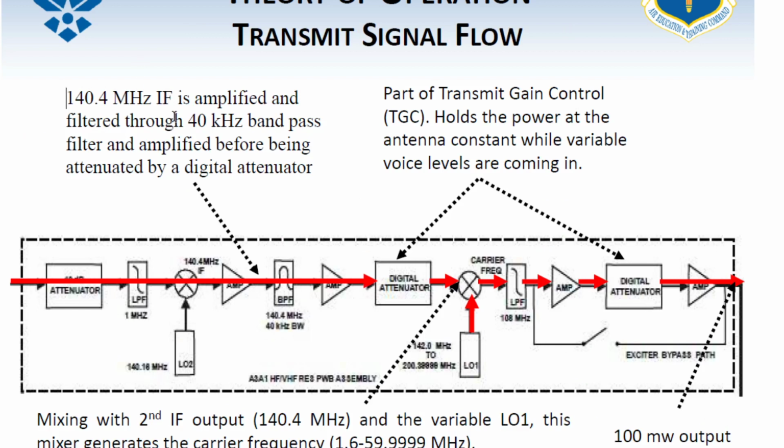All right, so now that we have all our signals mixed, we got to talk about some other things in here. We have this BPF thing that's a band pass filter. It's like going backstage at a concert. If you have a backstage pass, they'll let you backstage. If you do not, they're not going to let you back there. In this instance, if it's not 140.4 megahertz with a 40 kilohertz bandwidth there, it's not going to come through. It won't let it through. That's it. Period. So this 140.4 megahertz IF is amplified and filtered through a 40 kilohertz bandpass filter, and then amplified before being attenuated by a digital attenuator.